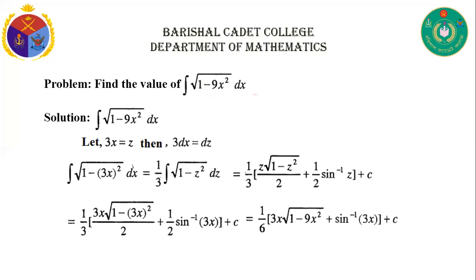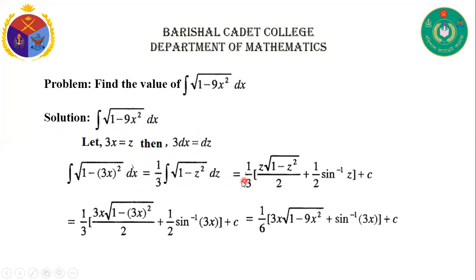So, boys, here we have 1 minus 9x square. We choose 3x as z, then 3 dx is dz. So the square root of 1 minus 3x square dx. After replacing dx, we know that dx is 1 by 3 dz, and 3x is z. So actually we have 1 by 3 integration of square root of 1 minus z square dz.